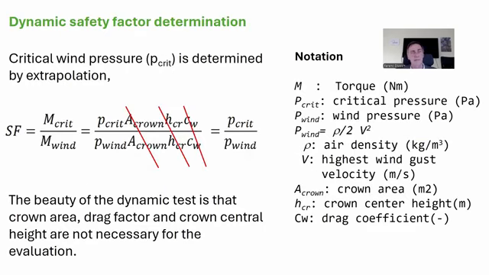The safety factor determination is identical to the pulling test. We need to calculate the ratio between the uprooting torque, or the critical torque, and the torque made by the wind and the self-weight. In both quantities, both torques, we need to use the crown area, the crown center height, and the aerodynamic drag coefficient. It means that these parameters are neglected. This one has a relatively high safety, high error margin. For this reason, this is really good news. So this is the beauty of the dynamic test.